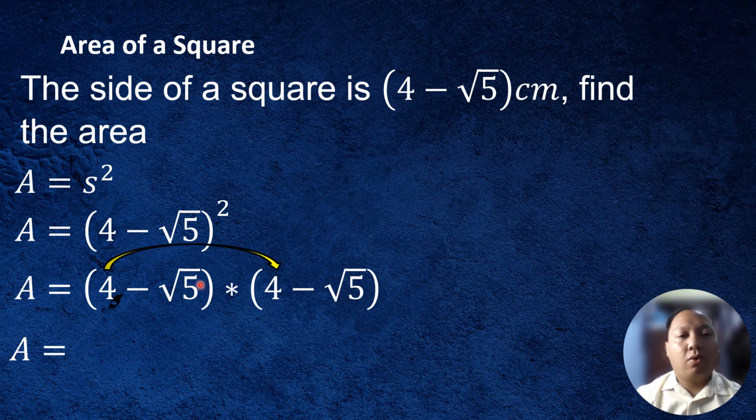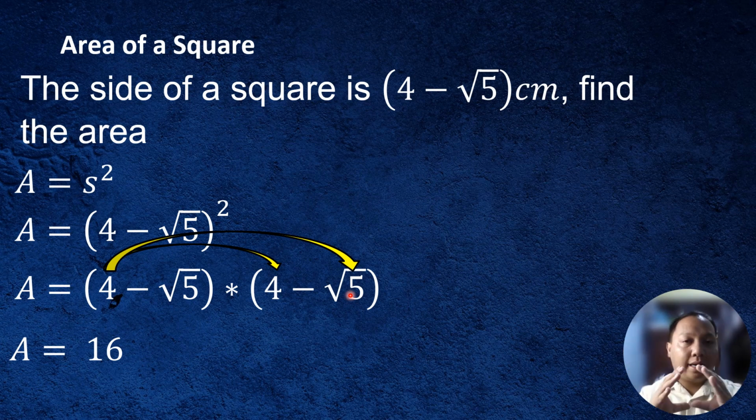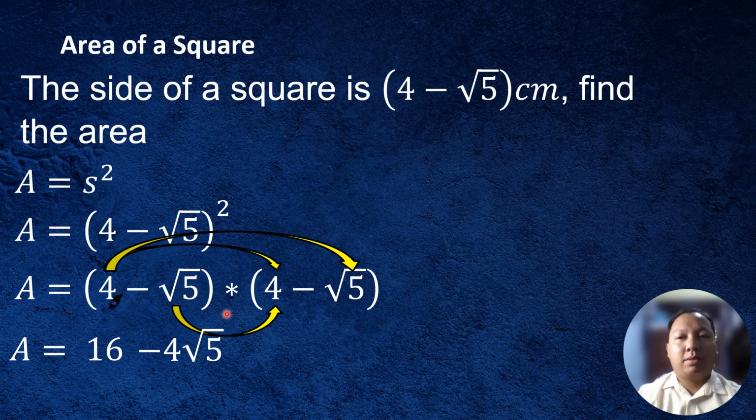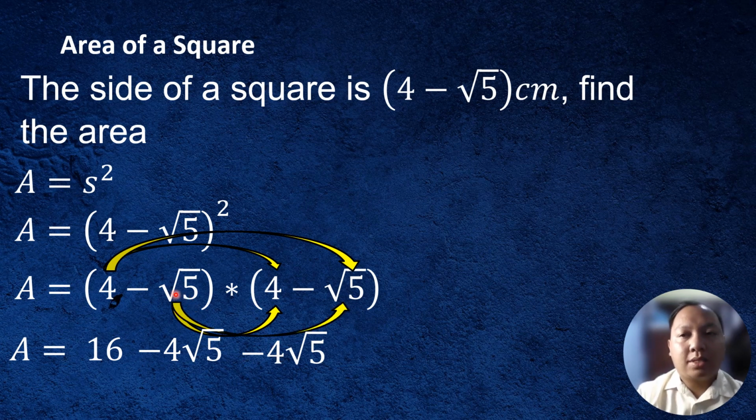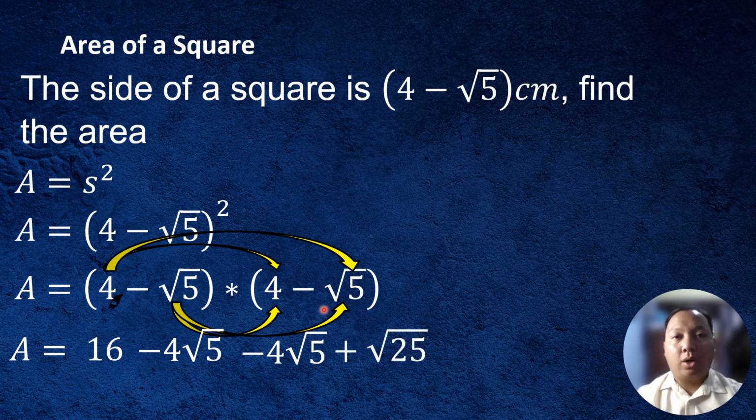Now, first, 4 times 4 is 16. Next, 4 times negative square root of 5, whole number to radical, we just join them: negative 4 square root of 5. Next, we go to negative square root of 5. Negative square root of 5 times 4 is negative 4 square root of 5. Negative times positive is negative. Now, negative square root of 5 times negative square root of 5 is positive square root of 25.